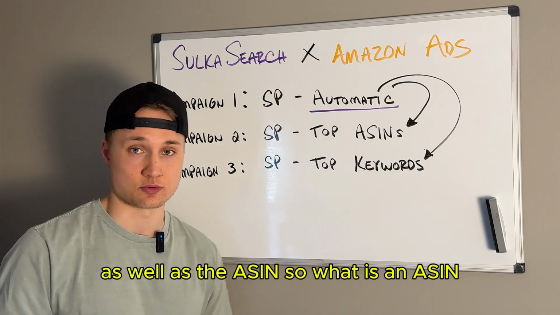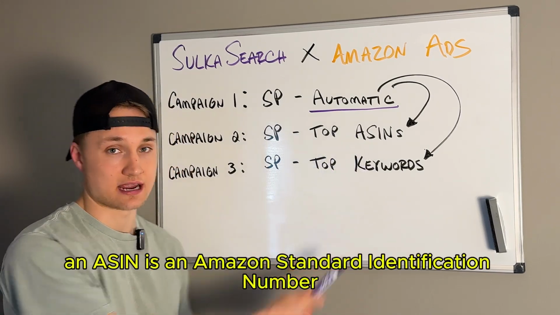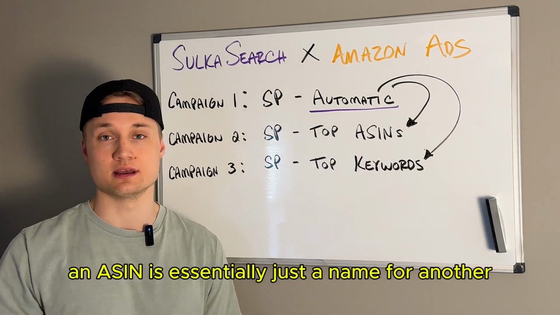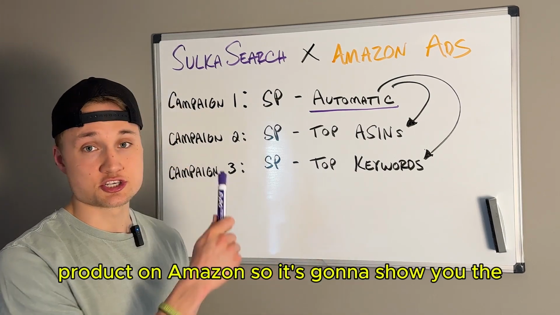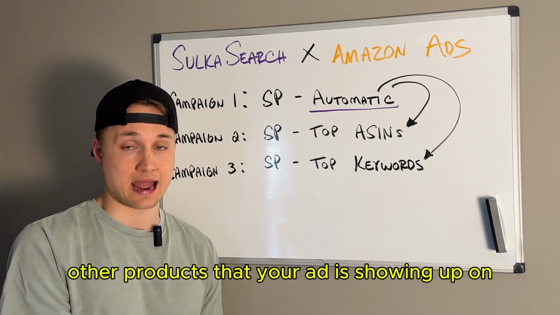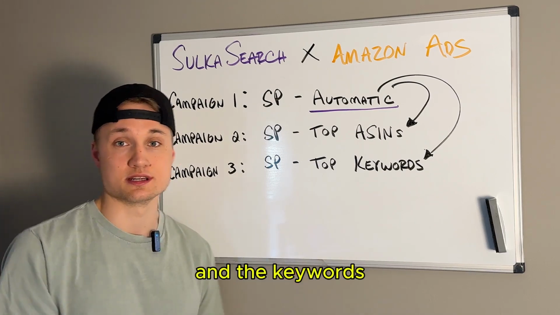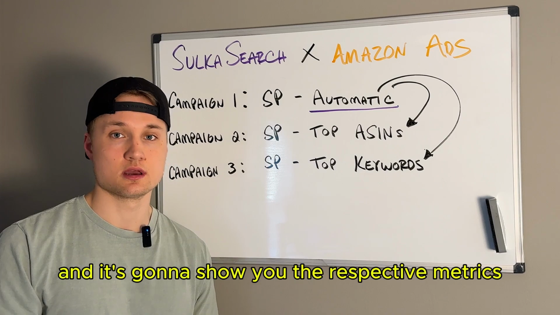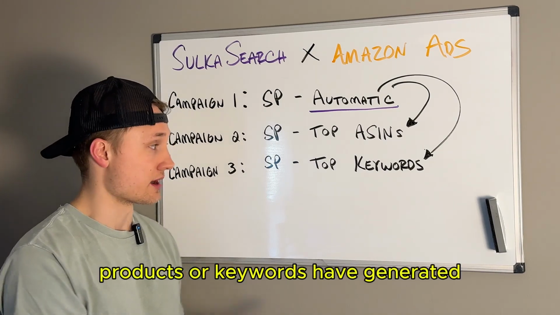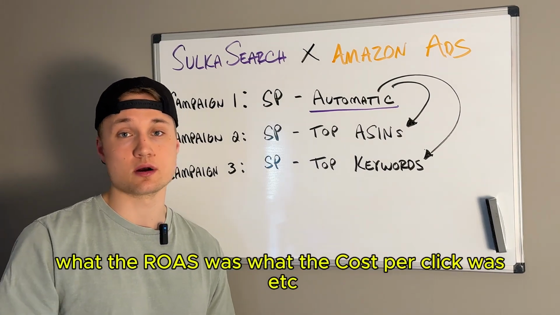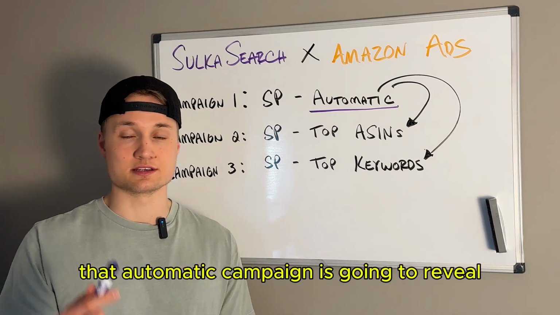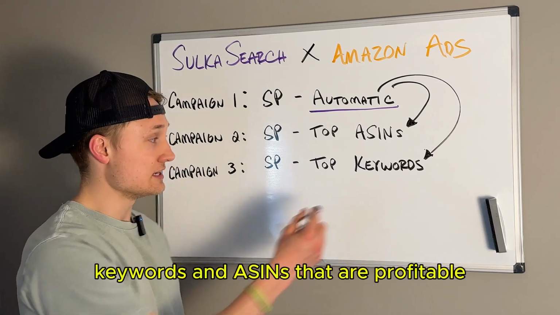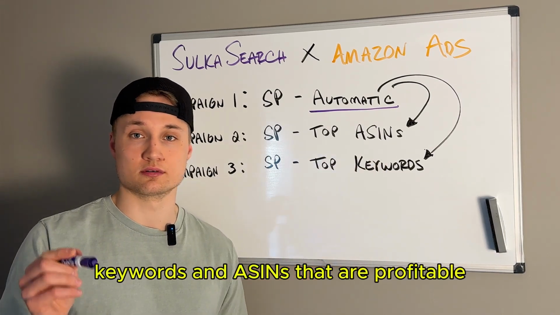as well as the ASIN. So what is an ASIN? An ASIN is an Amazon Standard Identification Number. An ASIN is essentially just a name for another product on Amazon. So it's going to show you the other products that your ad is showing up on and the keywords, and it's going to show you the respective metrics, the amount of orders that those products or keywords have generated, what the ROAS was, what the cost per click was, etc. That automatic campaign is going to reveal keywords and ASINs that are profitable for you.